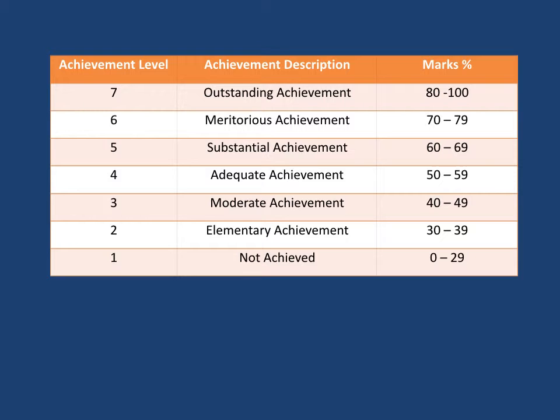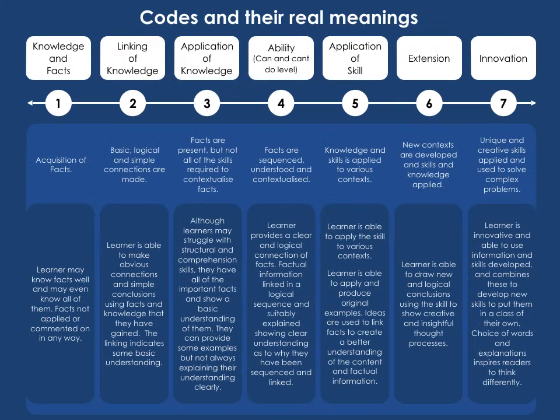So what I'd like to quickly look at is, what are the codes and their real meanings? And we're going to go through this chart and look at each of these aspects individually. So what does it mean to get a code 1? What does it mean to get a code 5? The important thing here is to realize that this can be applied to any subject. We're looking at skills rather than facts.